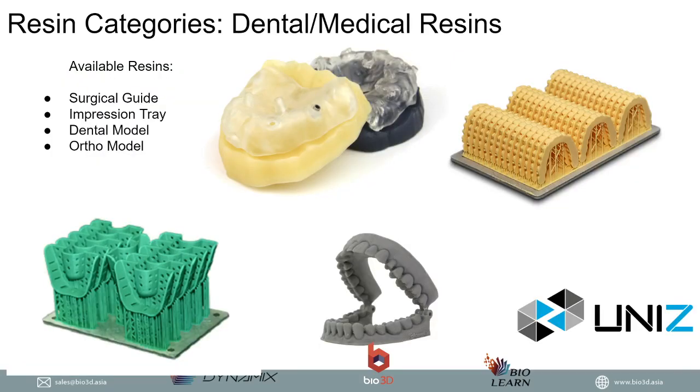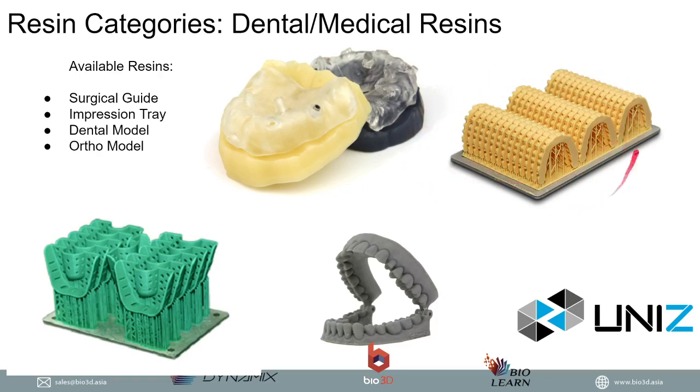So next thing we will talk about is the dental and medical resins. With the Uniz right now, currently in this market, these are the 4 resins that are available right away. You've got surgical guide resin, which is right here, impression tray resin, which is right here, and dental models right here.